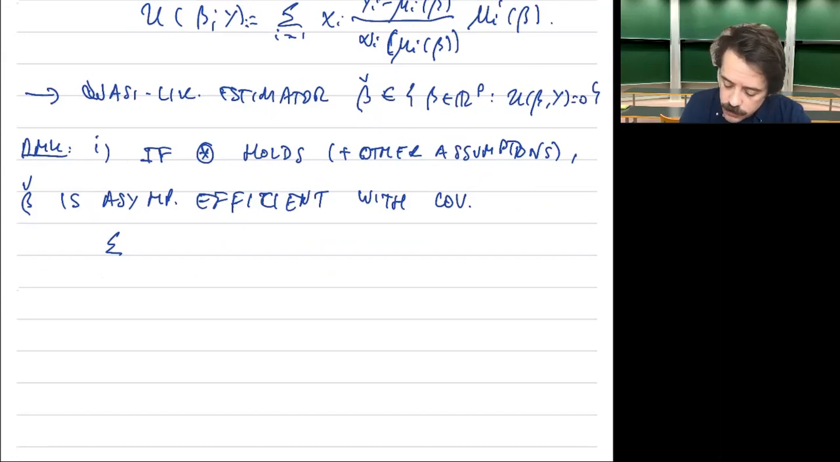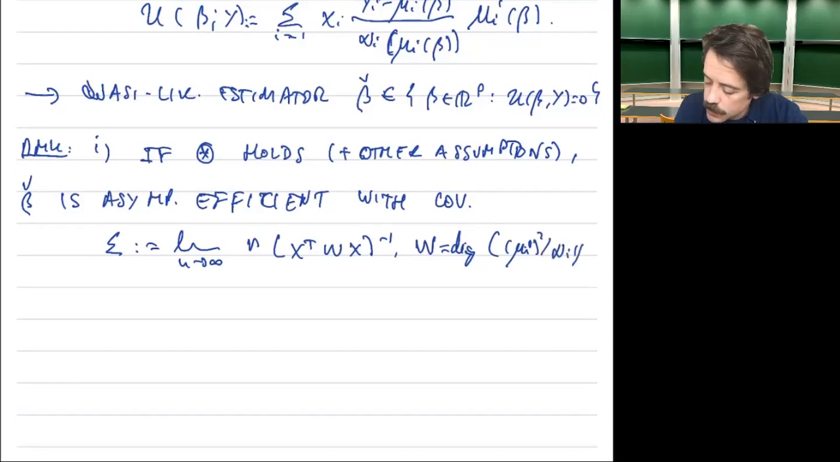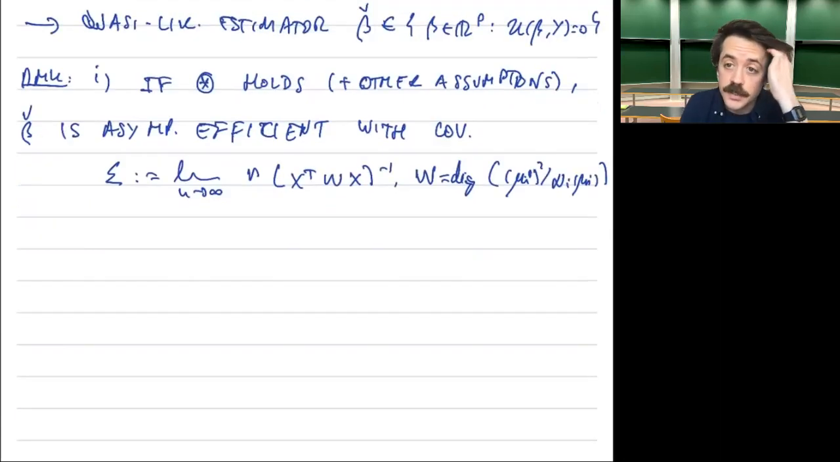So let me just write: capital Sigma is the limit as n goes to infinity of n times (X transpose W X) inverse, with W equal to the diagonal matrix given by these values here. This should be very familiar to everyone, because we're recovering basically the GLM large sample asymptotics. So that's great news.